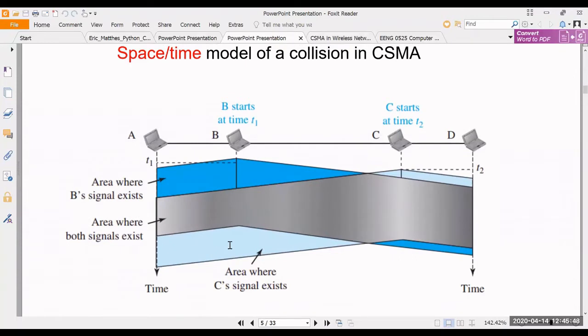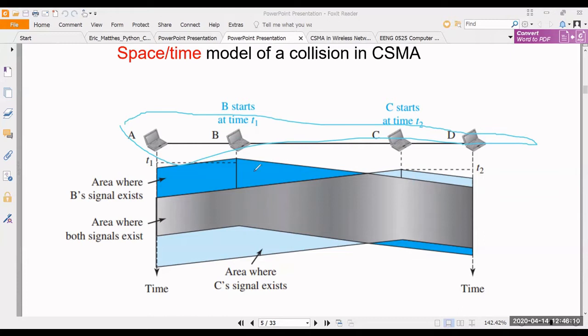So now let's use this diagram to illustrate the CSMA idea. This is a space-time model of a collision in CSMA, right? For this, we have 4 participating members, hosts A, B, C, and D, all sharing the link.